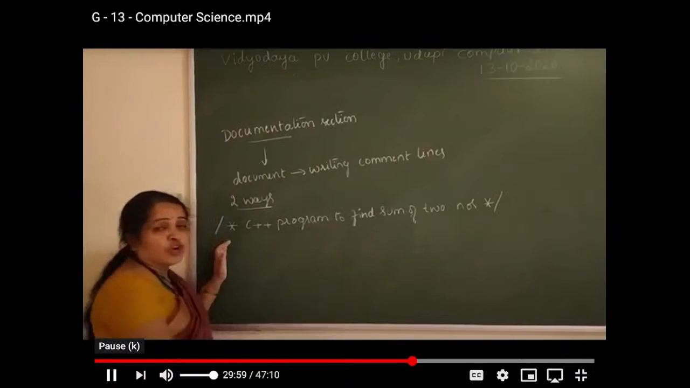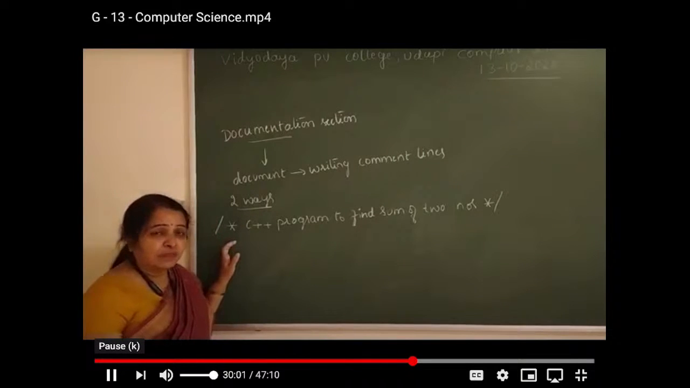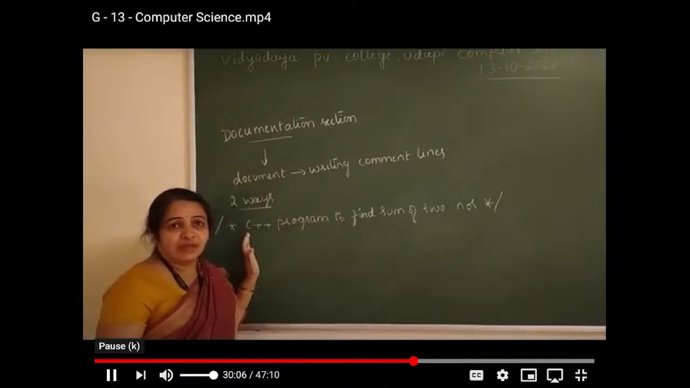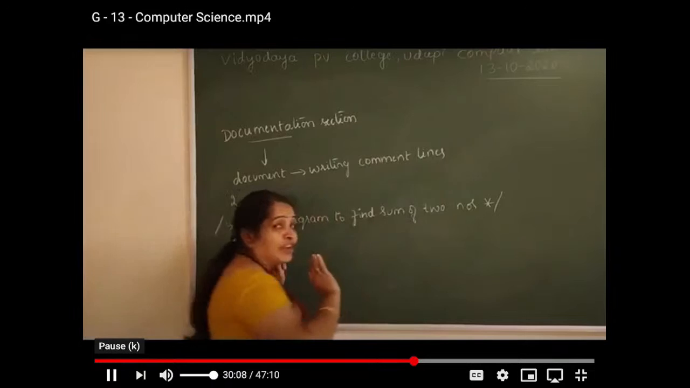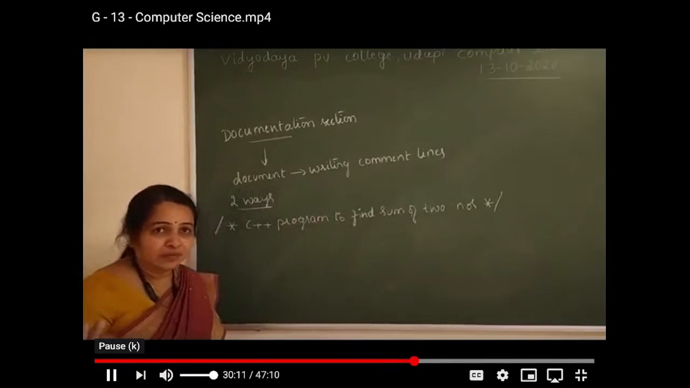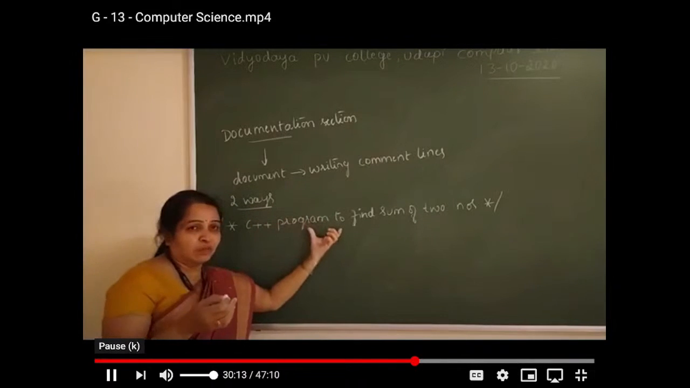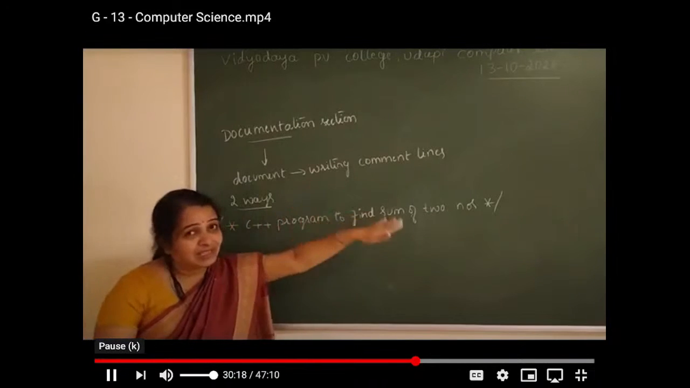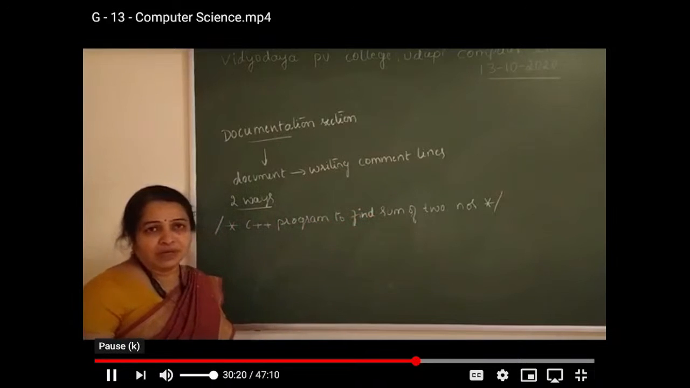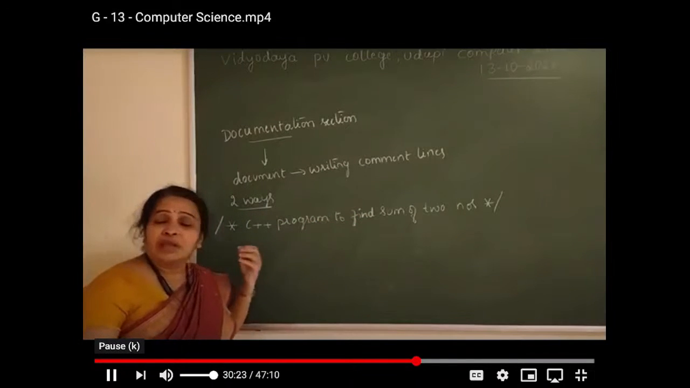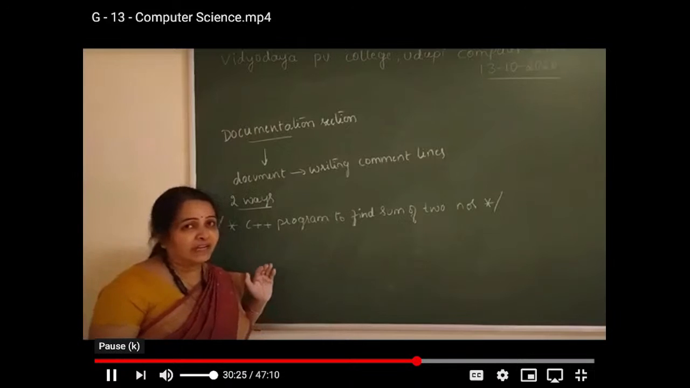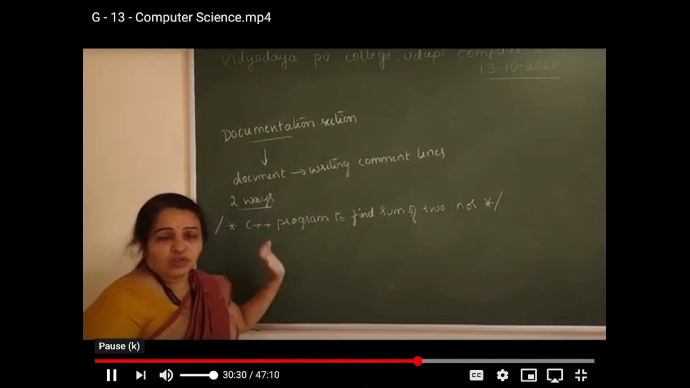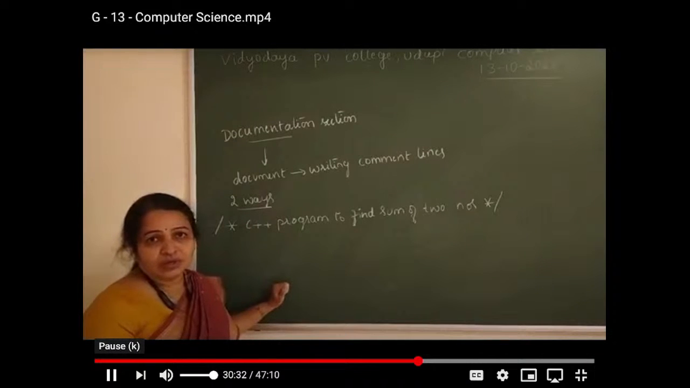When you write this documentation section, the C++ compiler displays it as it is. That means this part will not be compiled. Whatever you have written between the slash asterisk and asterisk slash will not be compiled. Errors, spellings, any mistakes will not be detected. It is printed or displayed as it is. So this is the documentation.